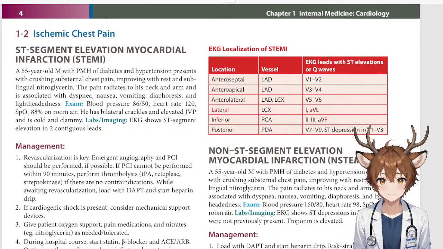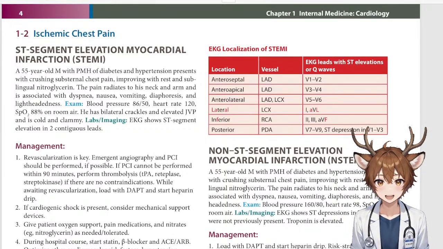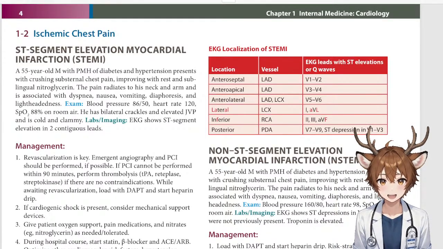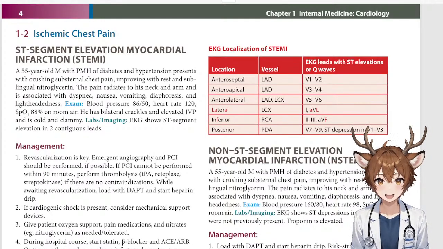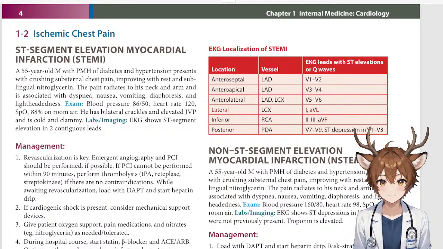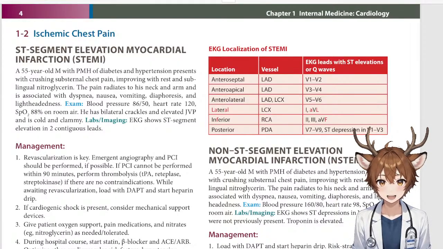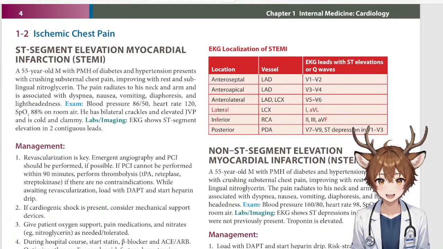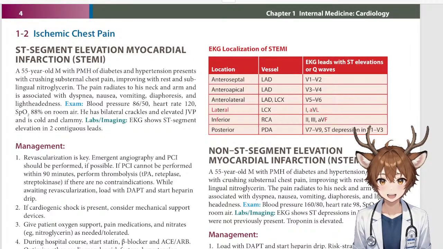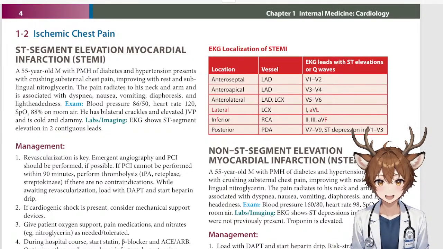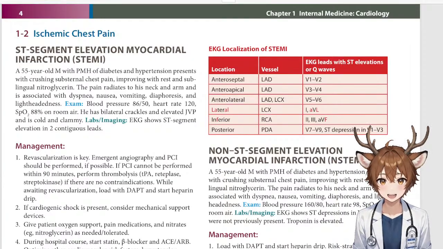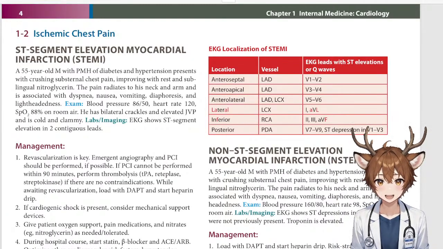A 55-year-old male with PMH of diabetes and hypertension presents with crushing substernal chest pain, improving with rest and sublingual nitroglycerin. The pain radiates to his neck and arms and is associated with shortness of breath, nausea, vomiting, diaphoresis, and lightheadedness. For reference, diaphoresis is sweating. I don't like saying the word dyspnea. I like saying shortness of breath, but for some reason, diaphoresis doesn't faze me. I don't like the combination of consonants, I suppose. It doesn't roll off the tongue the way diaphoresis does.